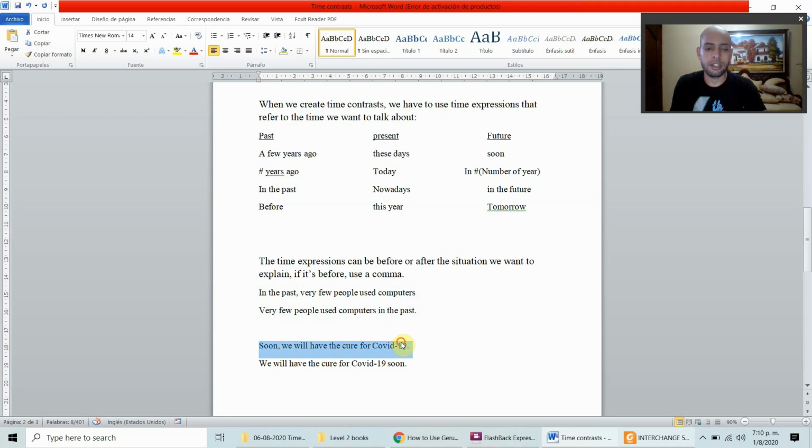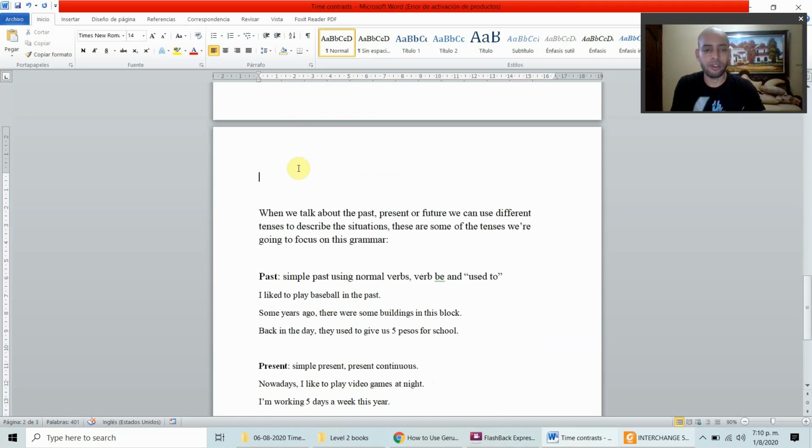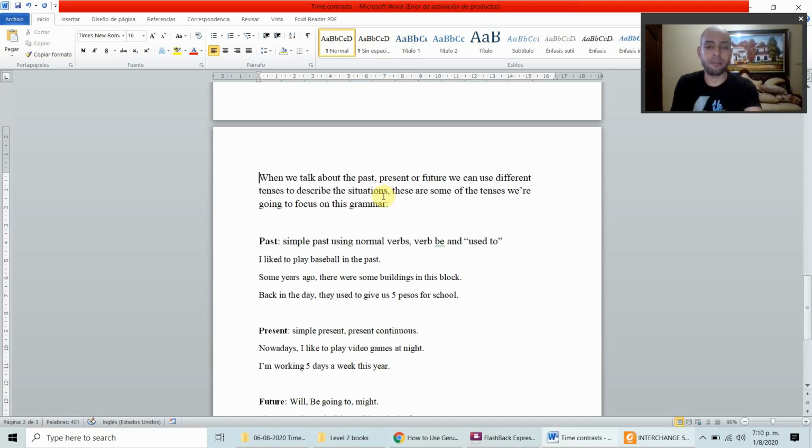Here we have another example. Soon we will have the cure for COVID-19, God willing. We will have the cure for COVID soon. Here we are using soon before, and of course a comma, and here we're using soon after, without a comma. So when we talk about the past, present, or future, we can use different tenses to describe the situation. These are some of the tenses we're going to focus on in this grammar.